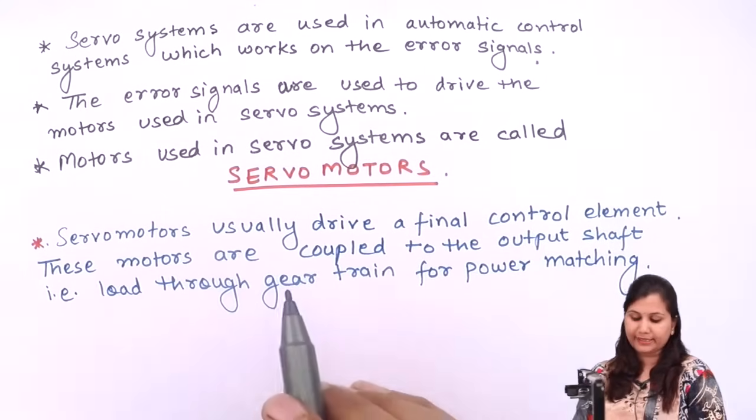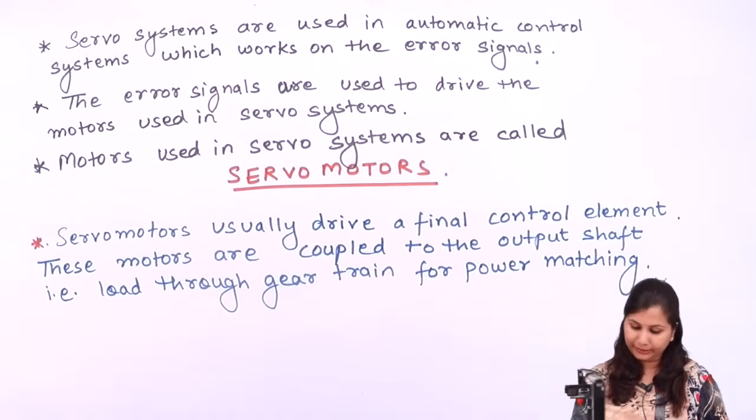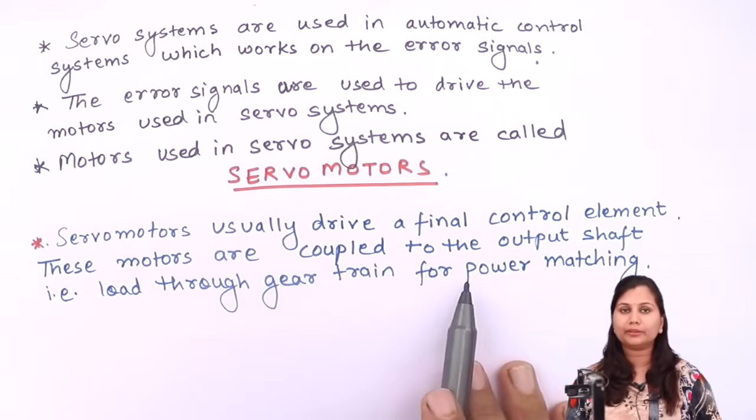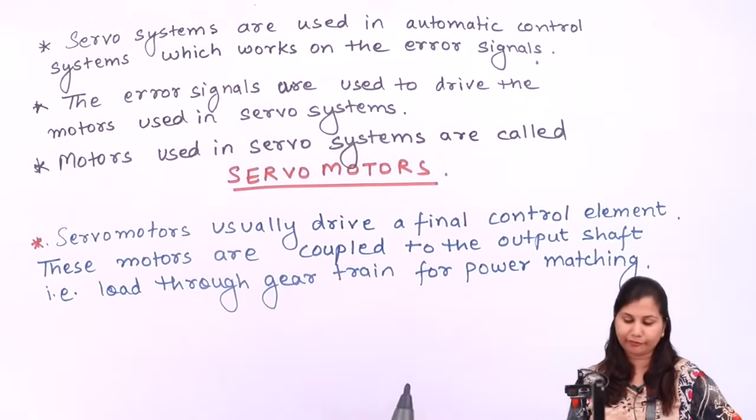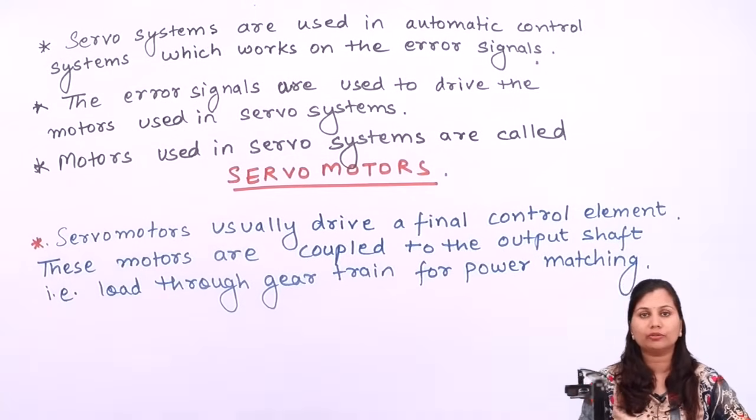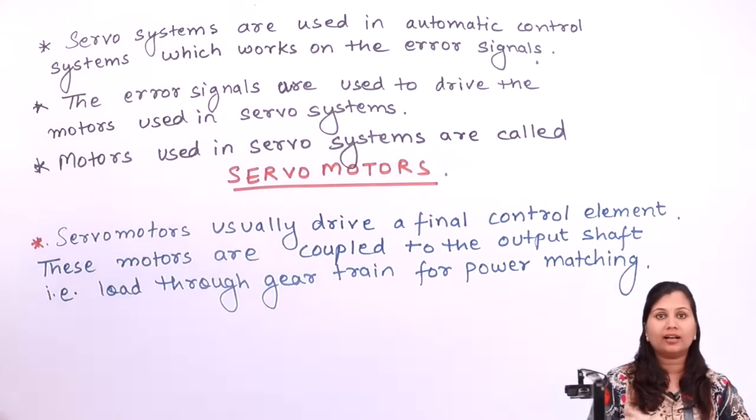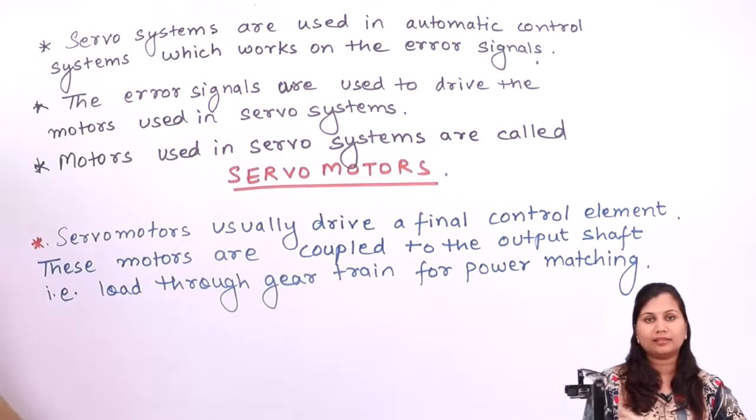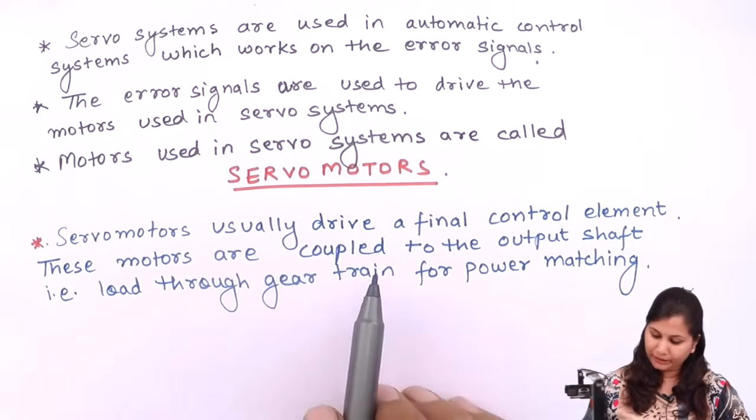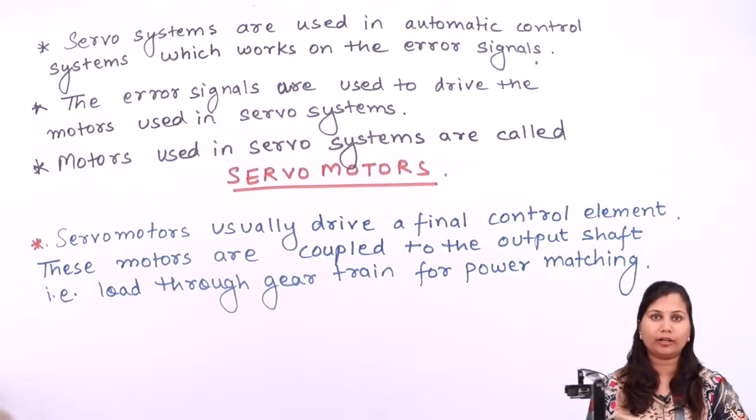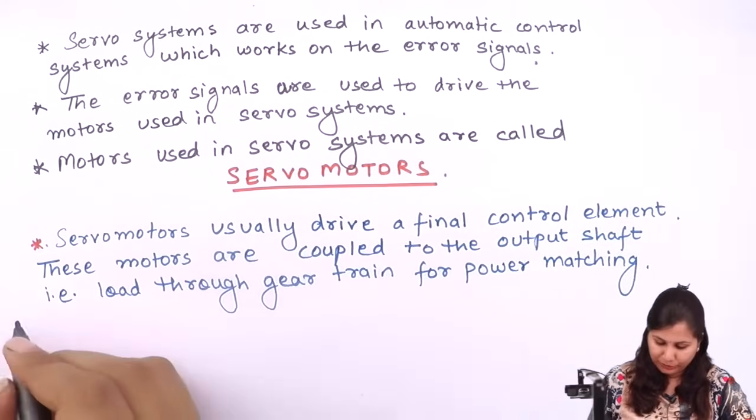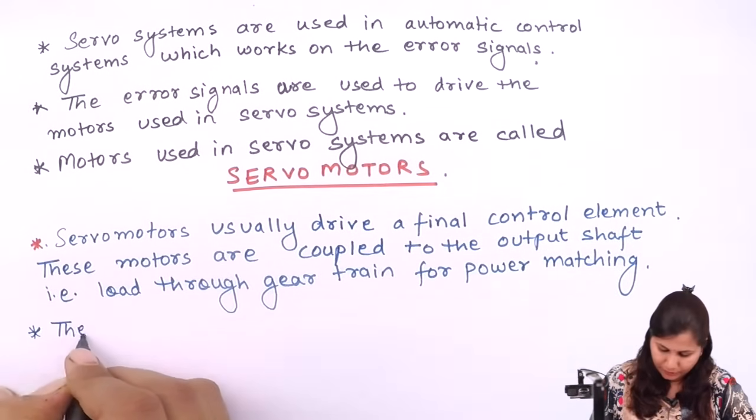So servo motors drive a final control element, and these motors are coupled to the output shaft, that is the load, through a gear train for power matching. Because what the servo motors are basically doing is converting a small power into a large power in a proportionate manner. So they have to be coupled to the output shaft, that is the load, through the gear train for matching of the power.